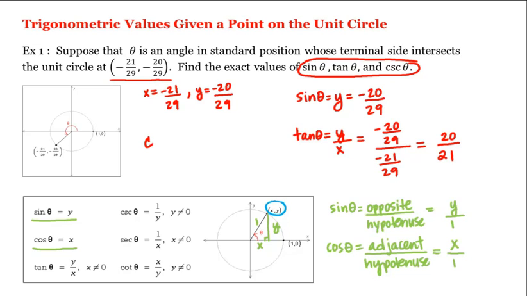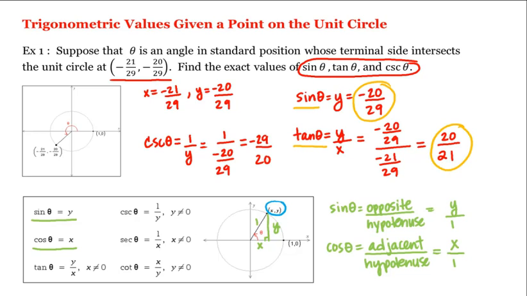And finally, cosecant of theta is equal to 1 divided by y, which is equal to 1 divided by negative 20 over 29, which is equal to negative 29 divided by 20. So these are the 3 values that we were looking for: sine of theta, tangent of theta, and cosecant of theta.